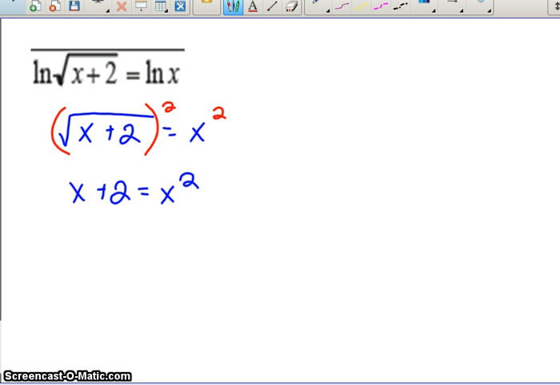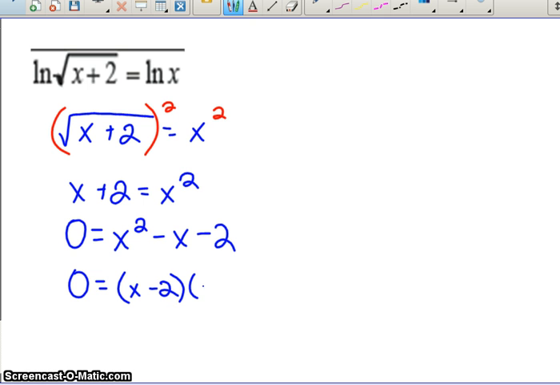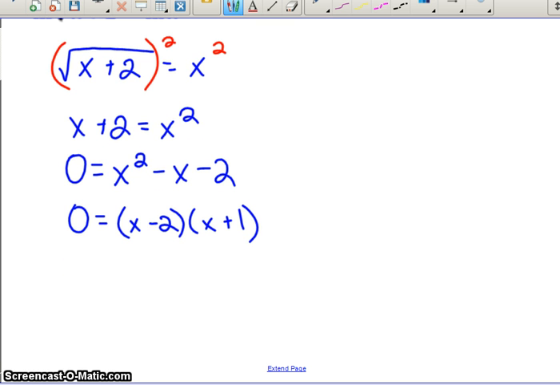Then we're going to move everything over: 0 equals x squared minus x minus 2. This is factorable, so 0 equals x minus 2 times x plus 1. So x equals 2 and x equals negative 1.